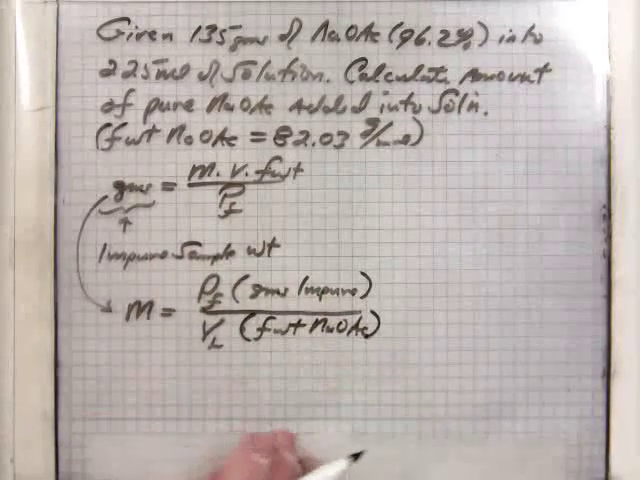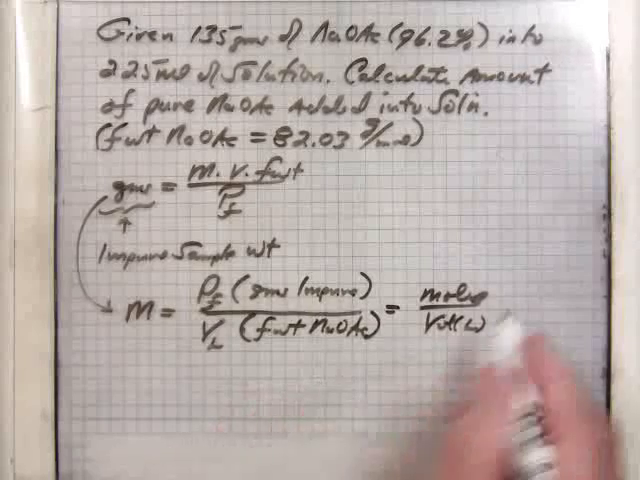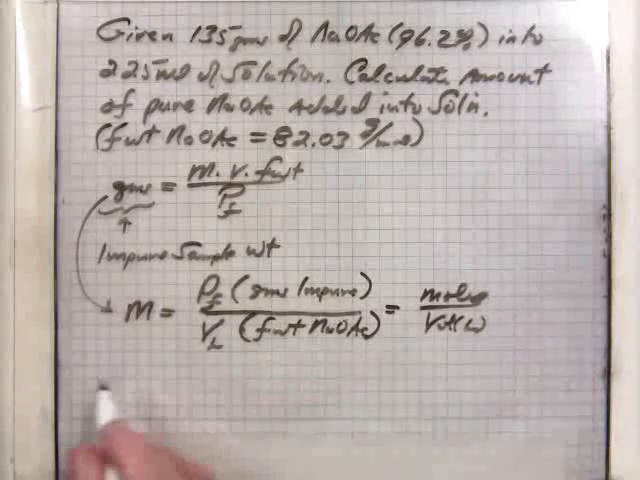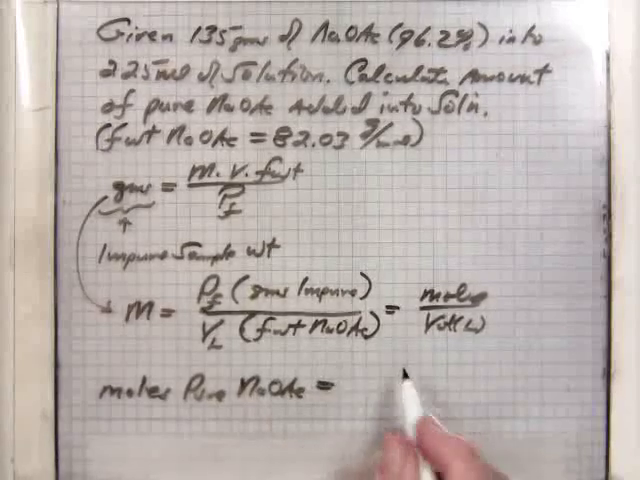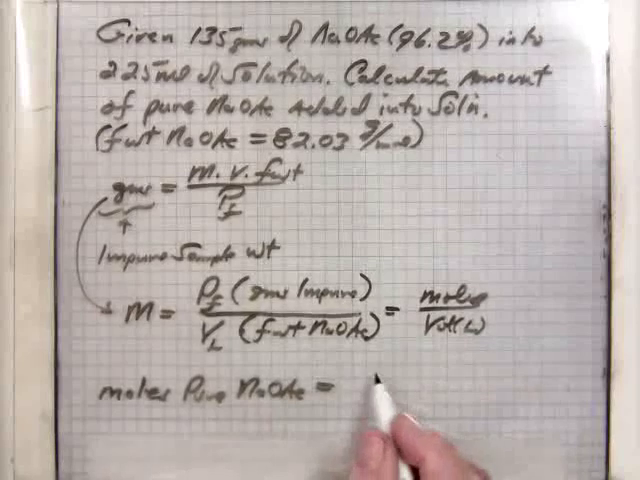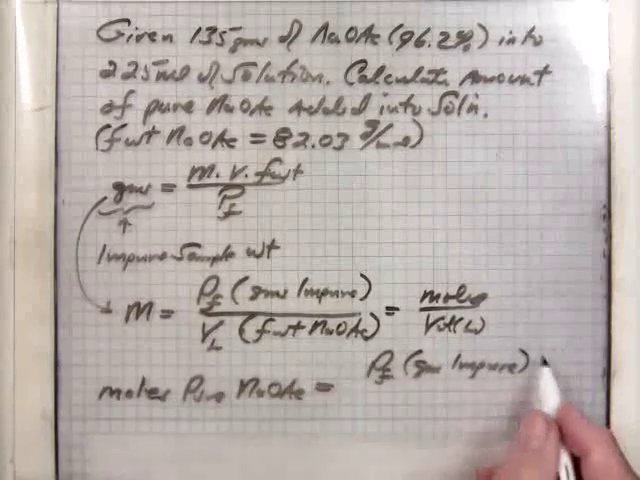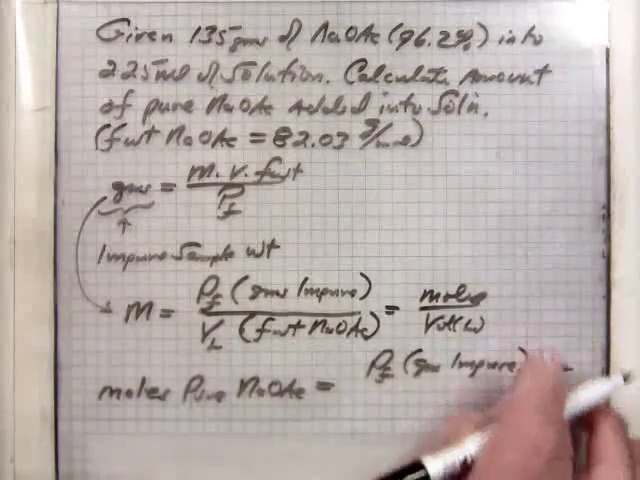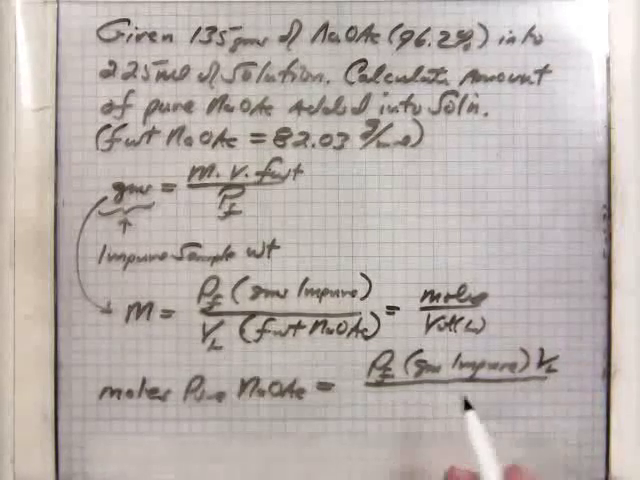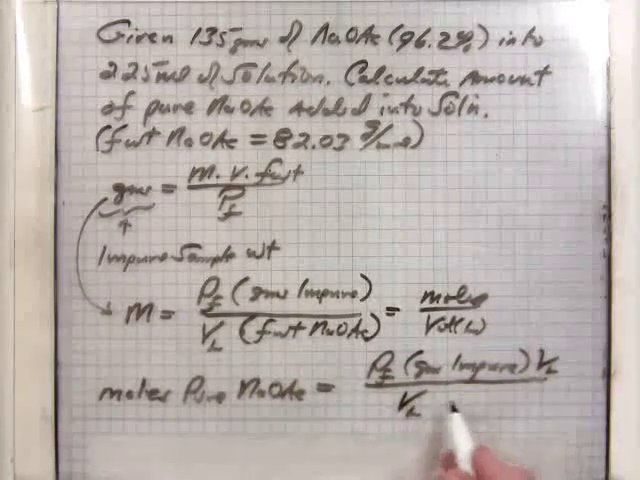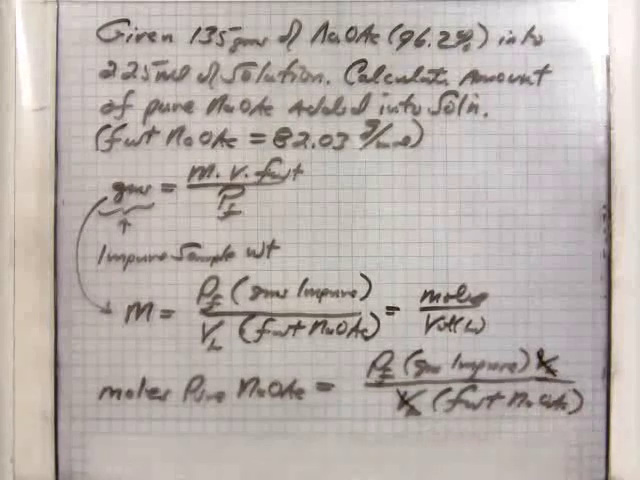Now, molarity is moles over volume in liters, and so we can solve this for moles of pure NaOAc, which is now equal to purity factor times grams impure times volume expressed in liters, divided by volume in liters again times formula weight of the sodium acetate. Well, volume in liters will cancel out.